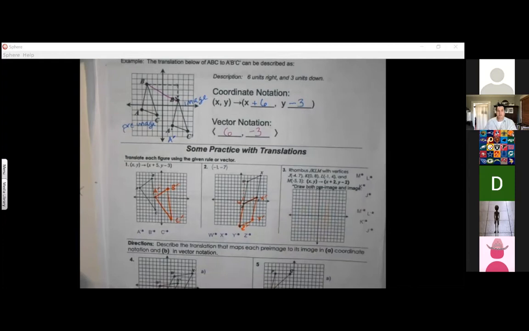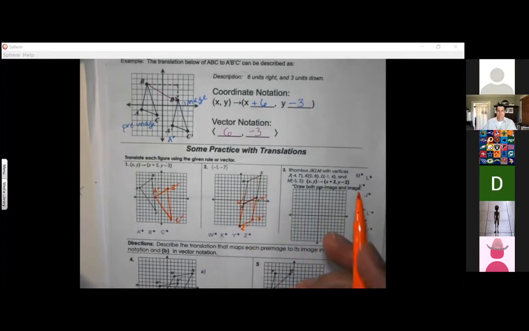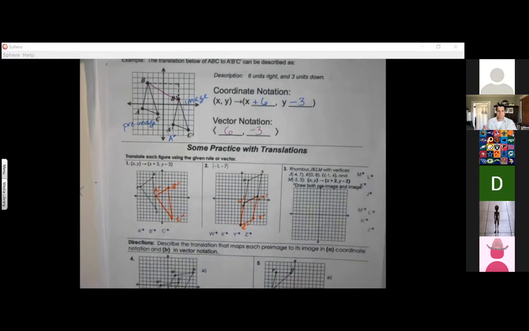I guess the one thing that does show us is that this angle, slope, and this angle are the same since it just slid down, which means that those two sides are parallel. Any questions on what I've done so far?